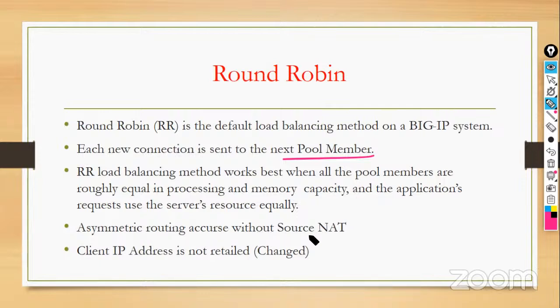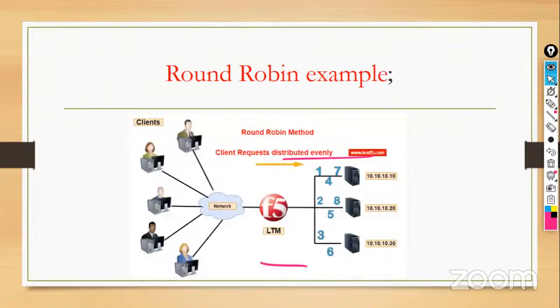Asymmetric routing occurs without SNAT, right? Client IP address is not changed. Let me give you an example of this one. You see, the first request comes to this one, second to this one, third to this one, fourth again to this server, fifth to this, sixth this, seventh this, eighth this, and your ninth request comes here, right? But if we talk about the ratio, right?